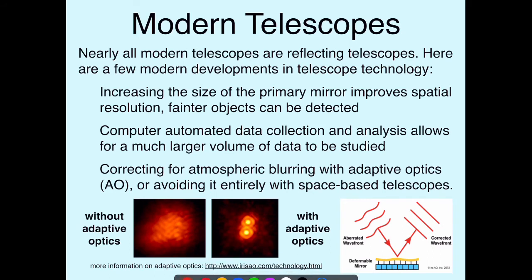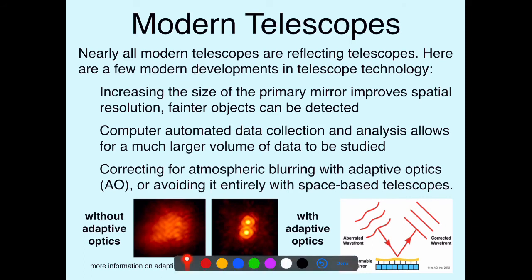a reflecting telescope. Because if you remember, refracting telescopes that are made out of lenses suffer from chromatic aberration. And that means the images produced are much more blurry than they should be. When you have a reflecting telescope, you don't have that problem. So these are much more suitable for scientific research. So here are a few different things that have developed over the last couple decades to improve our technology and make our telescopes more powerful.